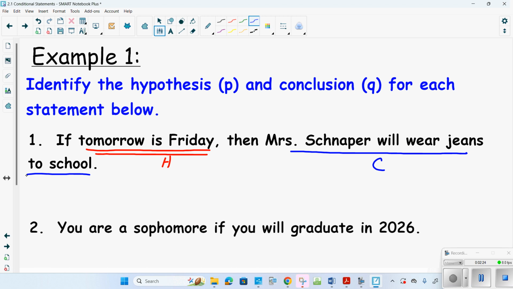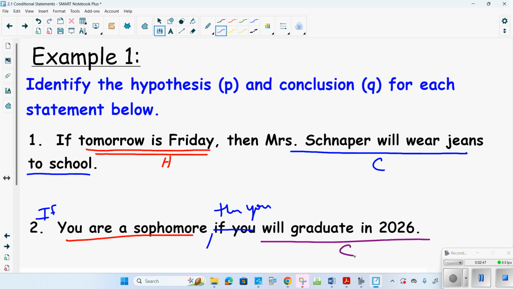You are a sophomore if you graduate in 2026. Now, the issue with this is that it's really not in if-then form. So it should be: if you are a sophomore, then you will graduate in 2026, making "you are a sophomore" the hypothesis and "you will graduate in 2026" the conclusion.